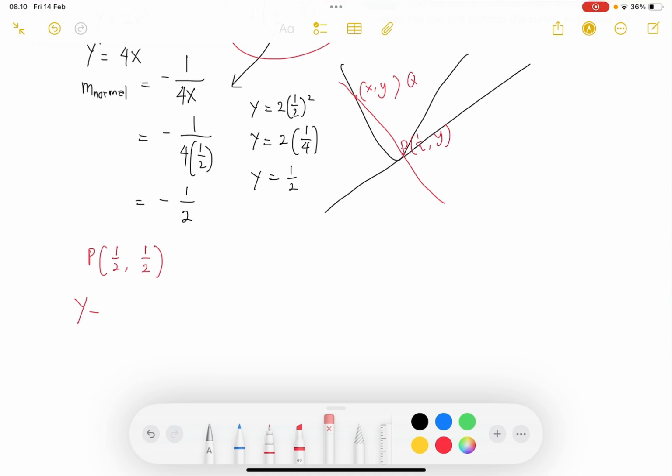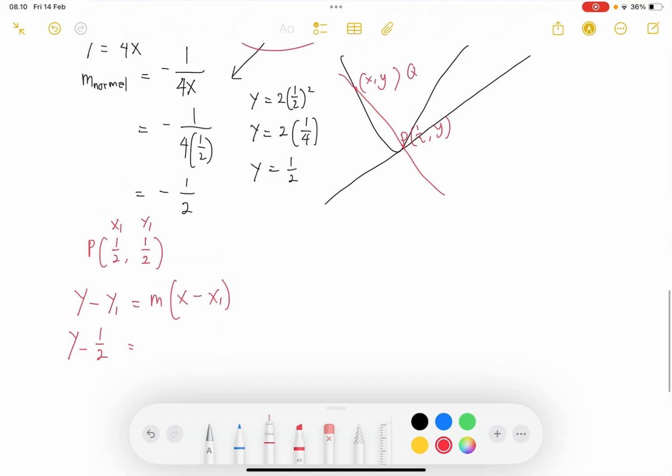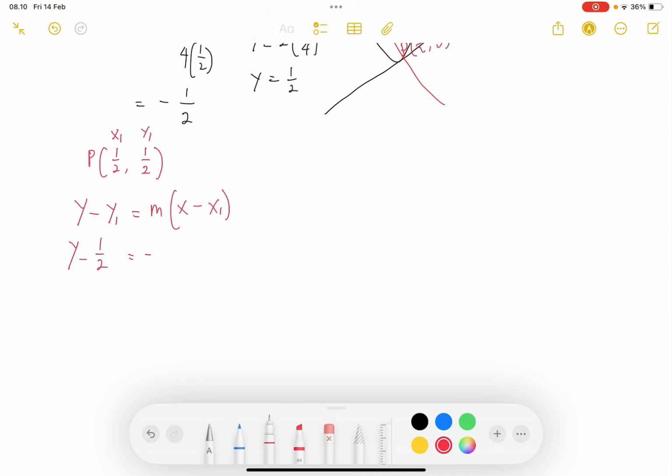So here y minus 1 over 2, we got it from here. Let me break it down if you don't understand. This is y minus y1 equals m times x minus x1. So y minus 1 over 2, we got it from there. Next, m. What is the m of the normal that we found earlier? Yes, minus 1 over 2. Then put it there: minus 1 over 2, times x minus 1 over 2 again.